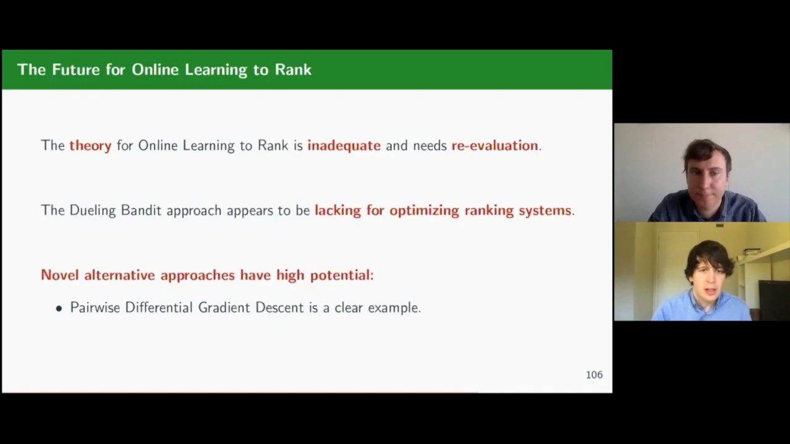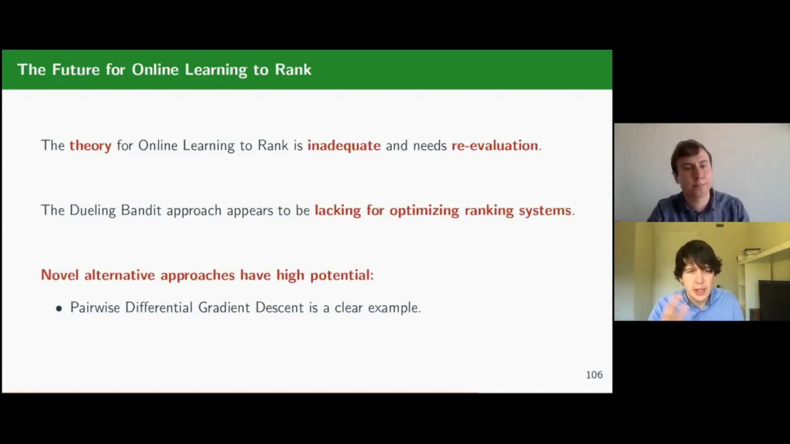work as well. The Dueling Bandit approach appears to be very lacking for optimizing ranking systems. We have a lot of evidence that shows this is really a suboptimal way of doing things, and it seems these methods should be avoided if you have alternatives. We've seen one alternative, pairwise differentiable gradient descent. To the best of my knowledge, this is the only alternative, and we saw it immediately performs much better than Dueling Bandit gradient descent.